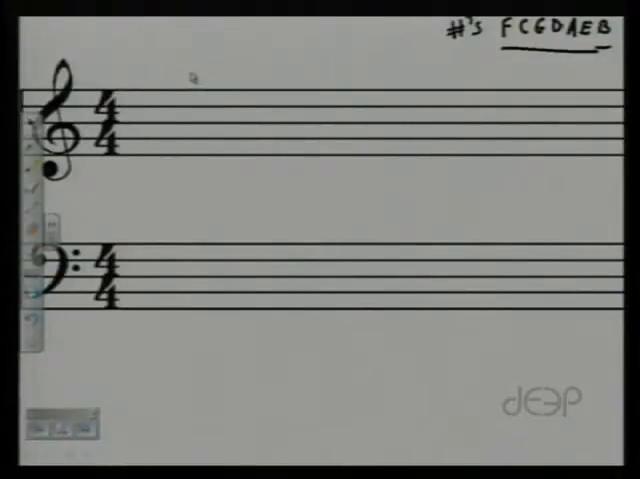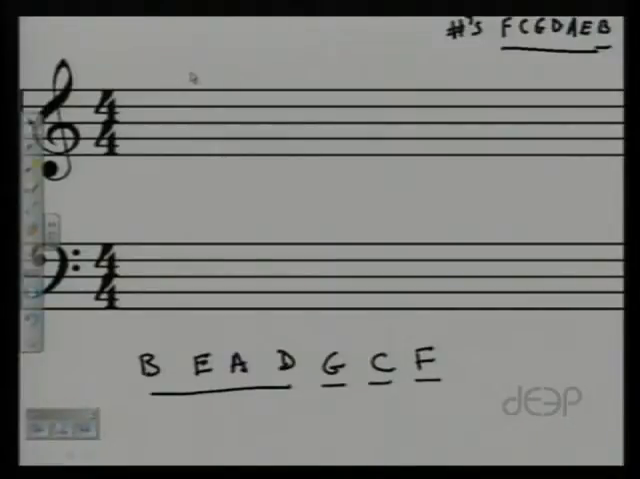Flats have a different order. The order for flats is B, E, A, D, G, C, F. And the mnemonic device that some people use for that is BEAD, good, clean, fun. Again, not really the way I do it, but I totally understand if that helps you. So if you see one flat in a key signature, that flat is always B flat.